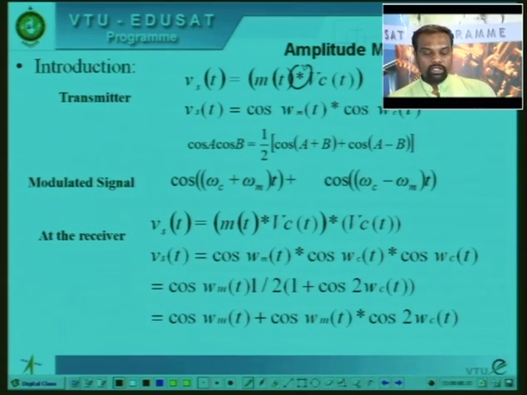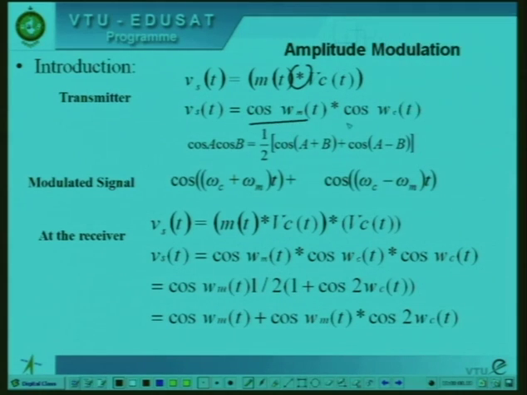Now we know that m of t is given by cos of omega mt and Vc of t is given by cos of omega ct, where omega m is your modulating frequency and omega c is the carrier frequency. So we multiply the modulating signal with the carrier signal. The mathematical equation is a very interesting thing. If you multiply m of t with the carrier c of t, we find that there are two terms, cos a and cos b. We know that cos a cos b is half of cos of a plus b plus cos of a minus b.